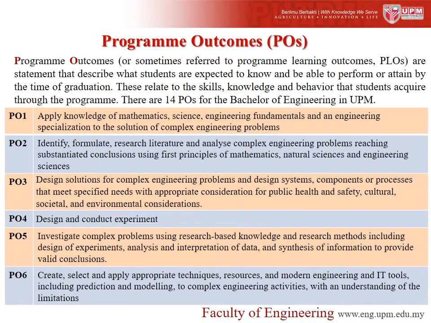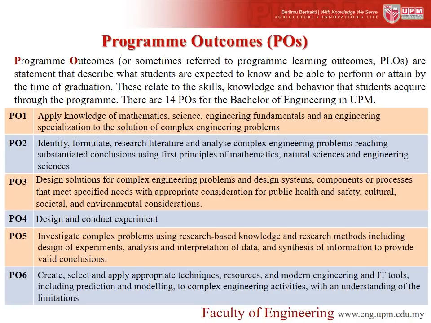Program outcomes, as mentioned just now, is sometimes referred to as program learning outcomes, and it describes what students are expected to know and be able to perform or attain by the time of graduation. This relates to the skills, knowledge, and behavior and attitude that students are required to acquire through the program. At the moment, there are 14 program outcomes for the Bachelor of Engineering in UPM.